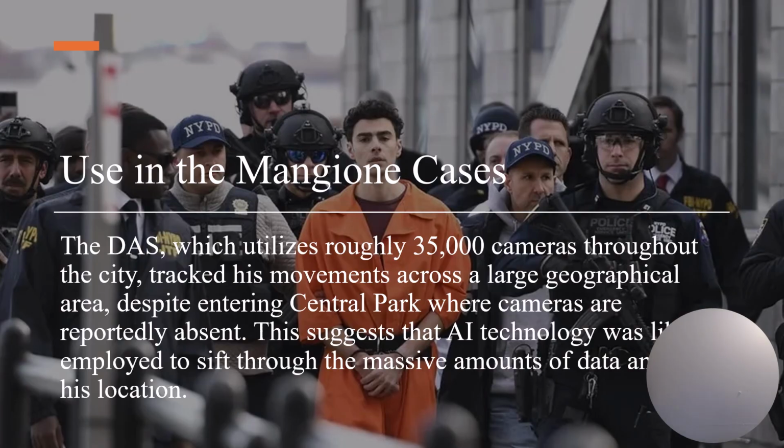So, one use is in the Mangione case. The DAS system in New York City utilizes roughly 35,000 cameras. And although he would disappear for about 5 days, I believe it was, they were able to find him, despite him entering Central Park for a couple of hours and exiting somewhere random. This highly suggests that AI technology was used to sift through the massive amounts of data, and it shows how powerful these tools can be.